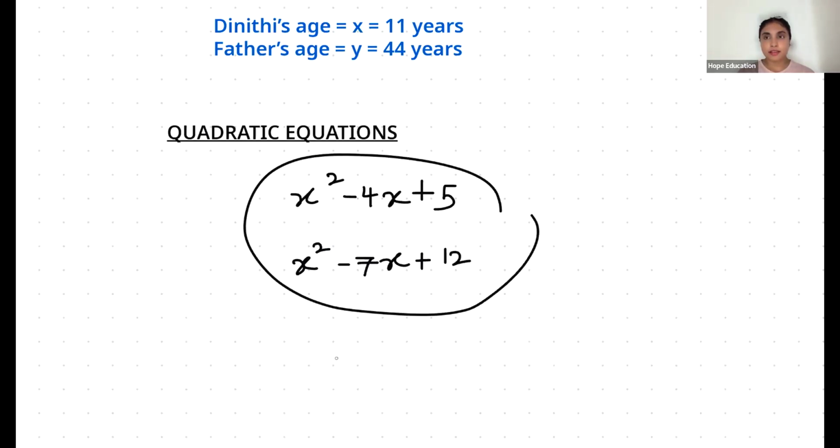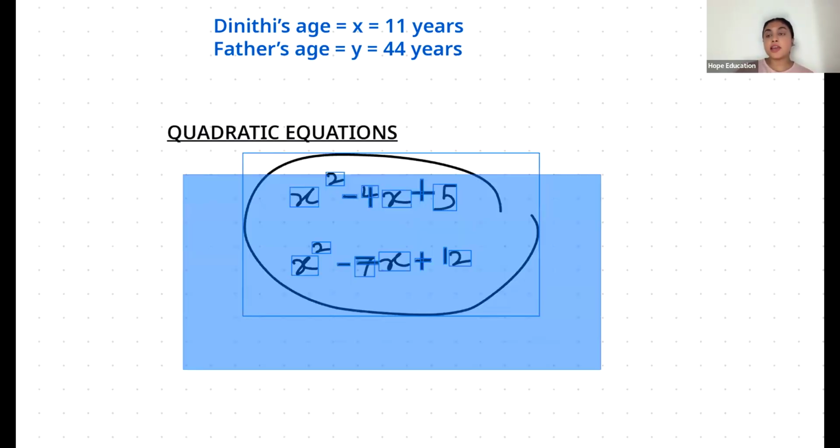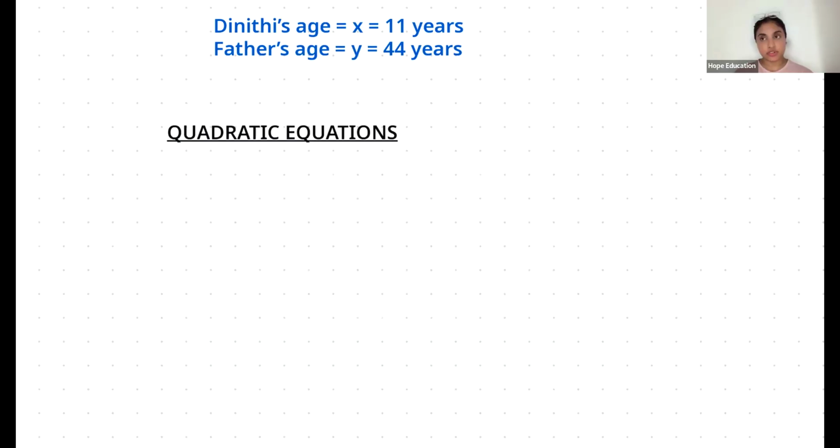Give me a thumbs up. Yes, these are what we call quadratic expressions, right? Now here we are going to talk about quadratic equations.